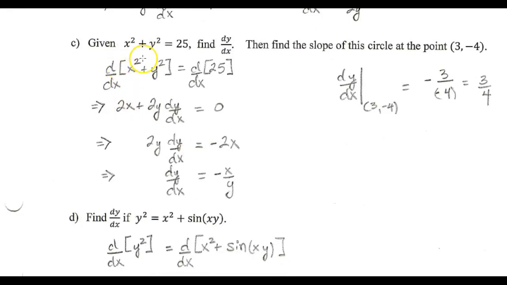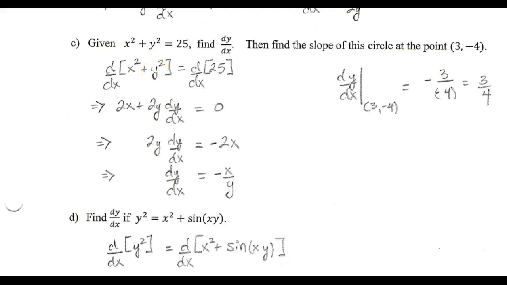Okay, part C, we had that circle, right? x squared plus y squared equals 25. If I want to find dy/dx, I just take the derivative of both sides with respect to x, so the derivative of x squared plus y squared with respect to x, and the derivative of 25 with respect to x. So the derivative of x squared is simple. There's no y's in there, so I just treat it like any function of x, just the power rule. So 2x.